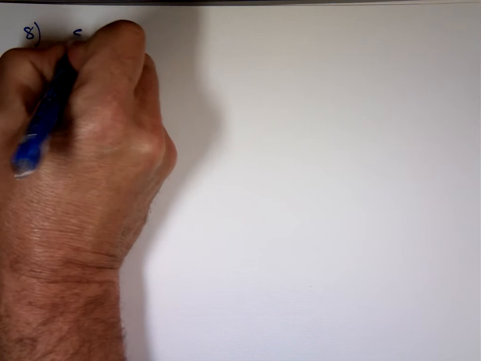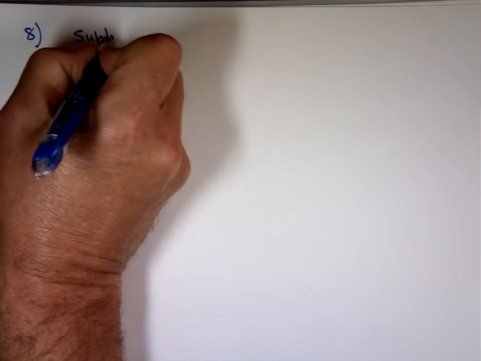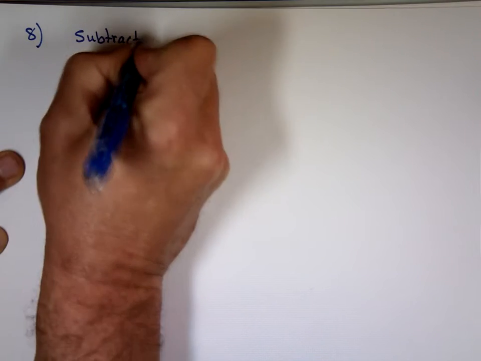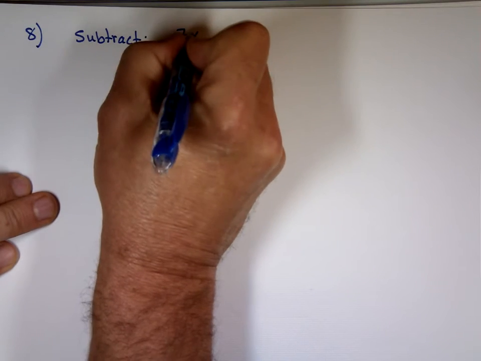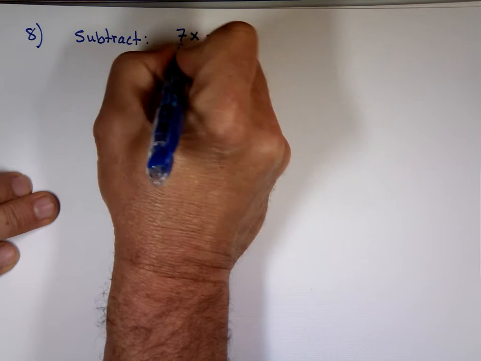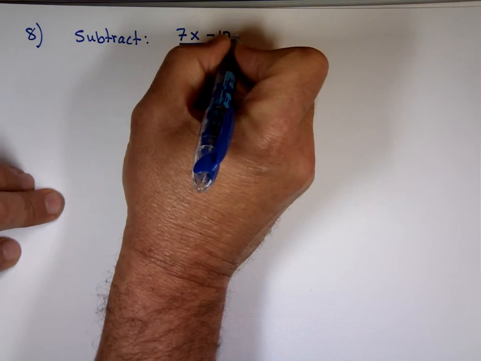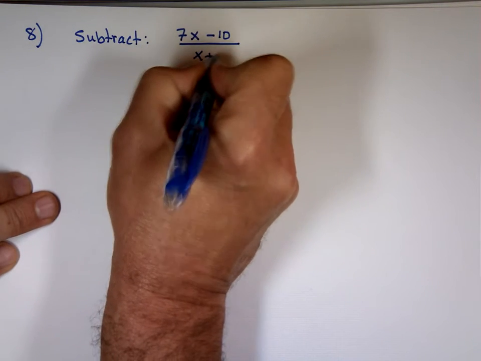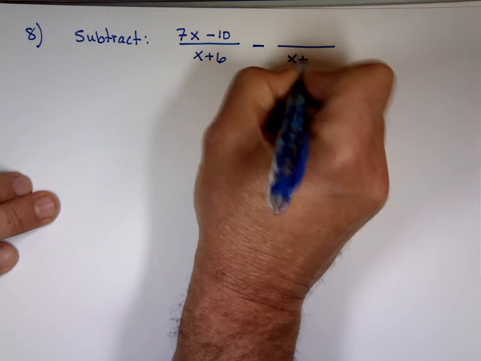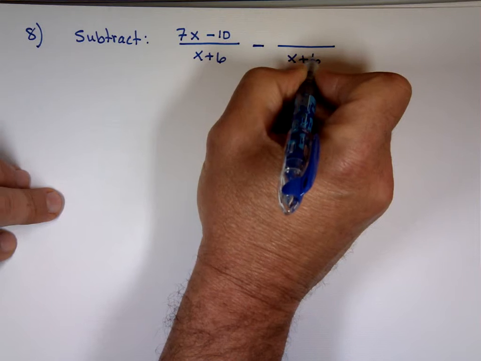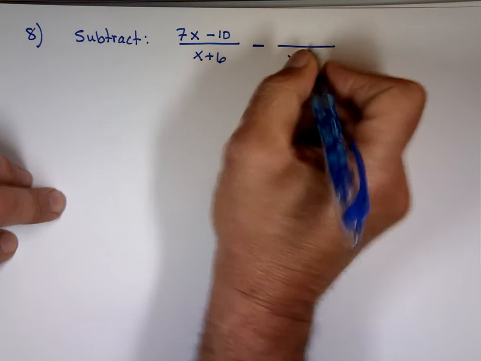Let's try some subtractions. Let's say subtract 7x minus the 10 over x plus 6, subtract from it 5x minus 22.